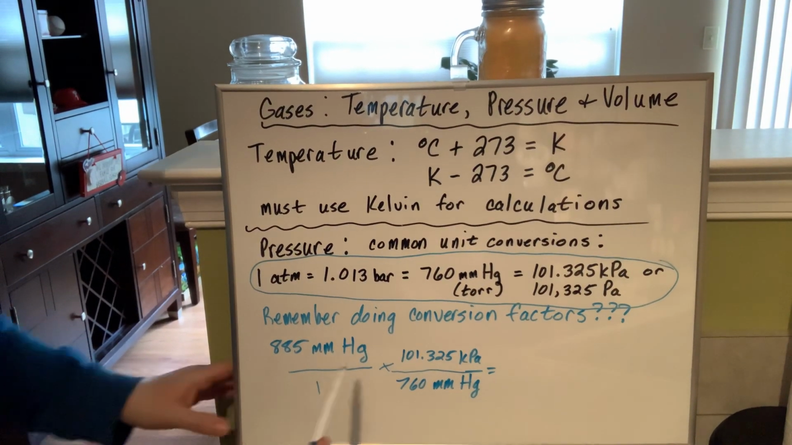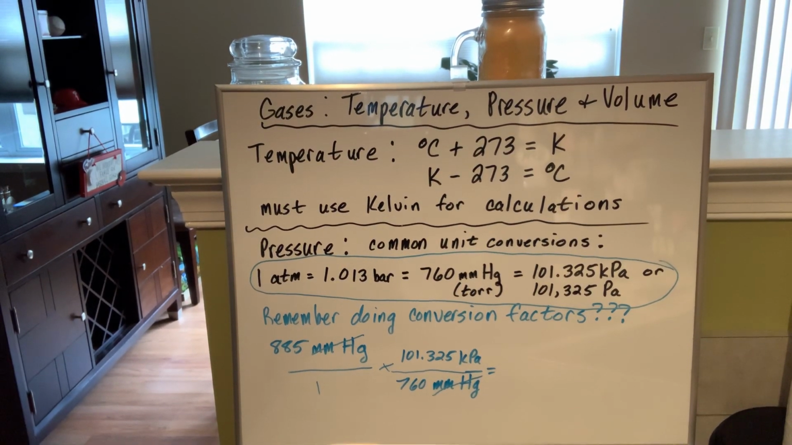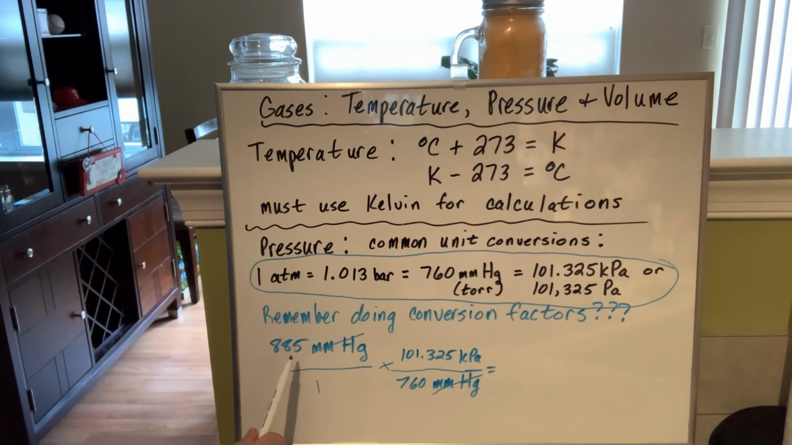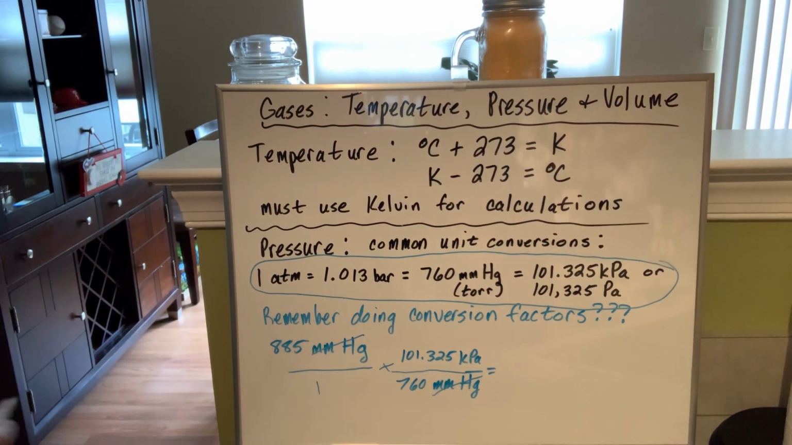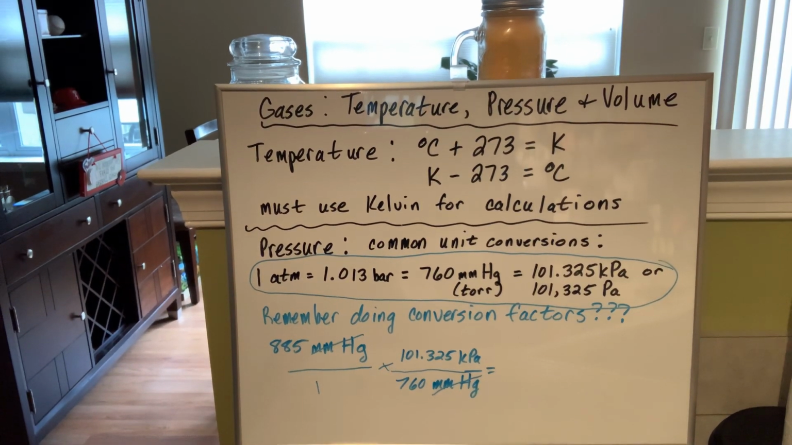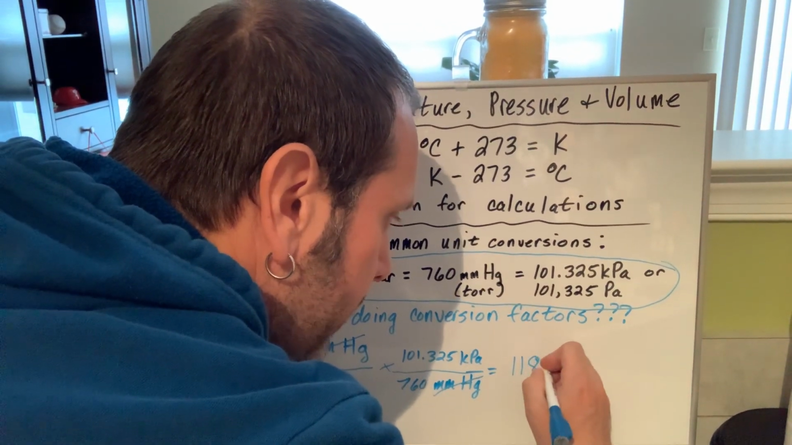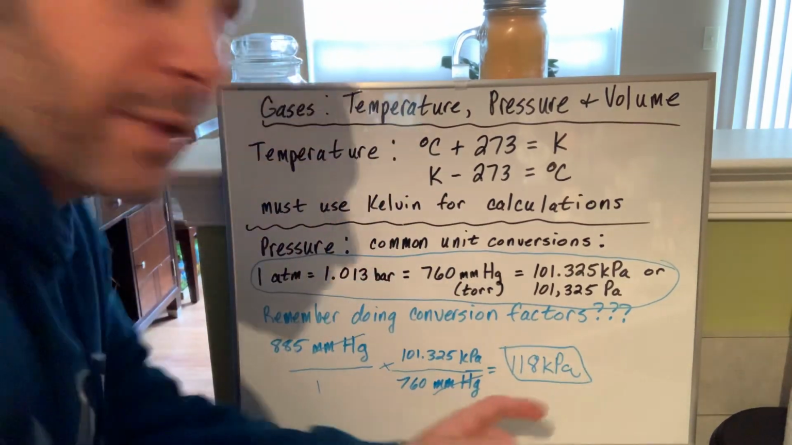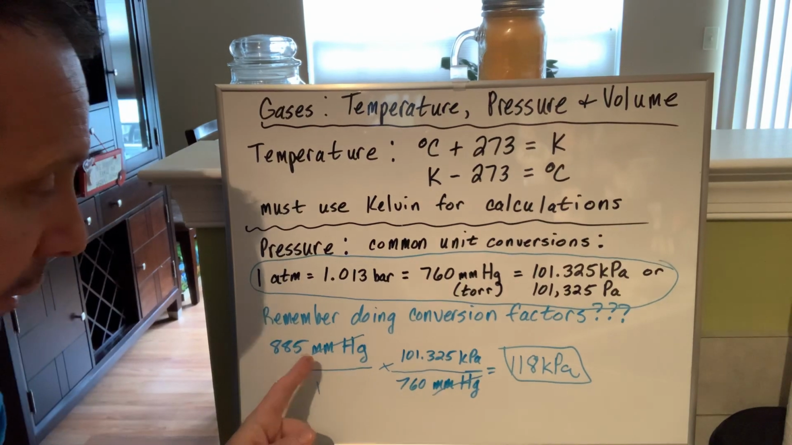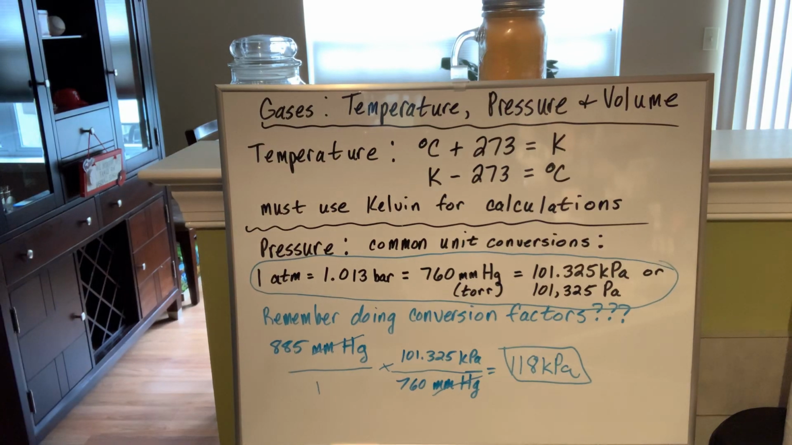Now look, the unit that's on the top and the unit that's on the bottom are going to cancel because they are like units. Now to get my final answer here, I just have to do 885 times 101.325 and then divide by 760. Now, I did this a little bit earlier, and I got an answer close to, but not exactly, 118 kilopascals. So that would be the pressure that is the equivalent to 885 millimeters of mercury. Okay? All right, now let's take a look at another one.